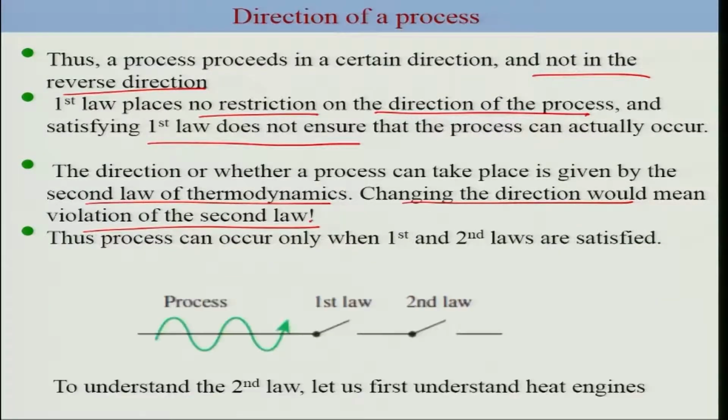What we are going to learn in this particular course now is that a process can occur only when the two laws are met, the first and second law. This could be an illustration of the process: in order for this process to occur, the first law should be valid as well as the second law should be valid. That means the circuit should be complete. In order to understand this second law, let us first understand heat engines.